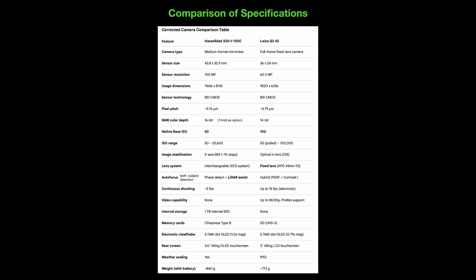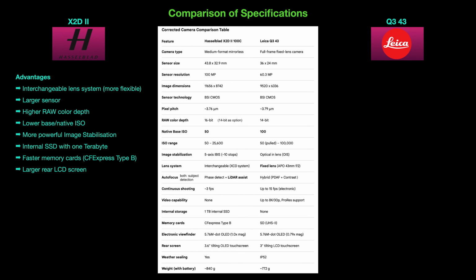I want to summarize some of my points here very quickly and see what it boils down to. The advantages of the X2D Mark II with the XCD 55V are the following. We have an interchangeable lens system, so we are talking about a system camera here, which gives you way more flexibility for a higher price tag, of course. I come to pricing in a moment. We have a larger sensor, medium format, 44 x 33 mm compared to 36 x 24 mm. We have 16-bit color depth in RAW compared to 14-bit on the Leica side. We have a lower base native ISO of 50 compared to 100 on the Leica side.